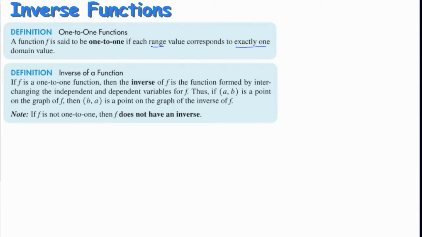Our next definition, inverse of a function, states that if f is a one-to-one function, then the inverse of f is the function formed by interchanging the independent and dependent variables. That means switching your x and y values of all your points. Therefore, if (a, b) is a point of the graph of f, then (b, a) is a point of the graph for the inverse of f. Final note, if f is not one-to-one, then f does not have an inverse function.